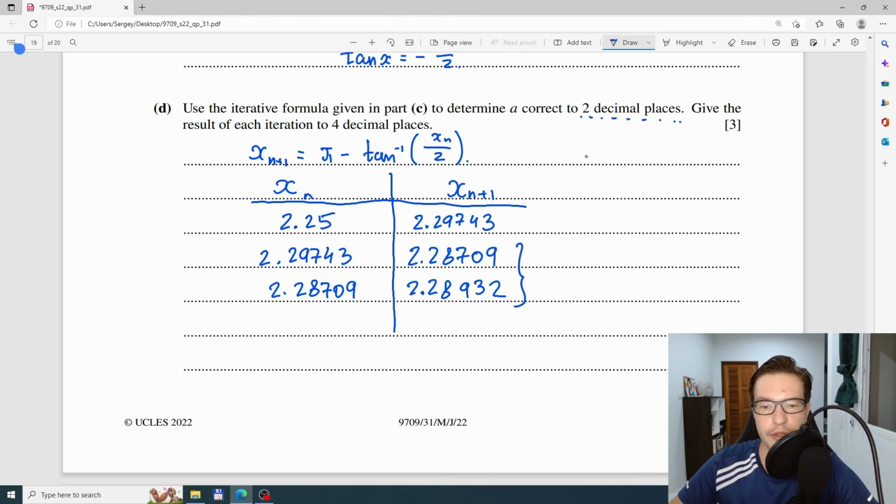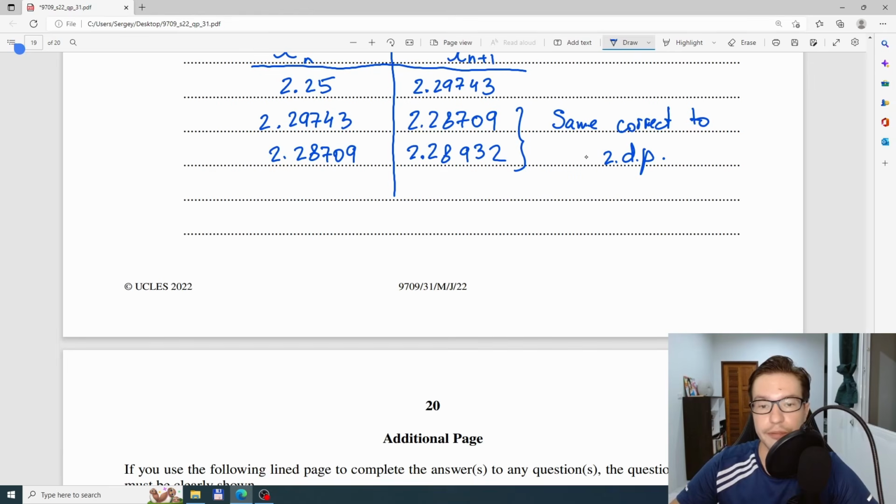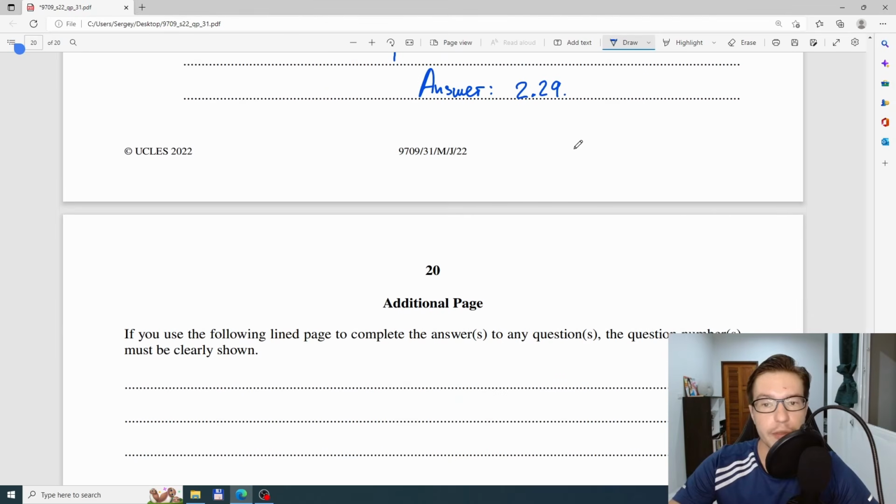Now, these two values are actually the same, corrected to two decimal places. So that means I already have the answer, which to two decimal places is 2.29. Okay, and that was the last question.